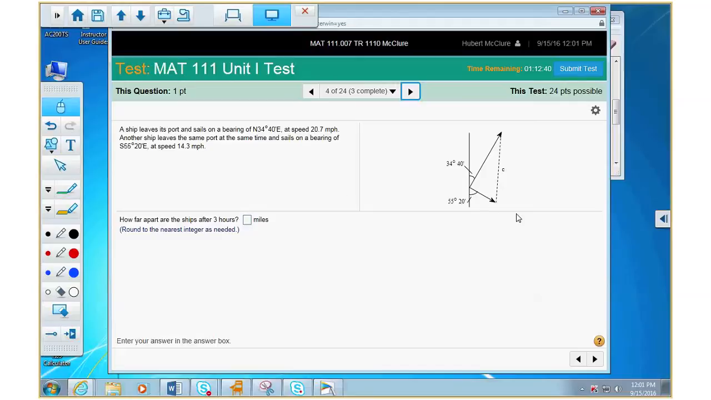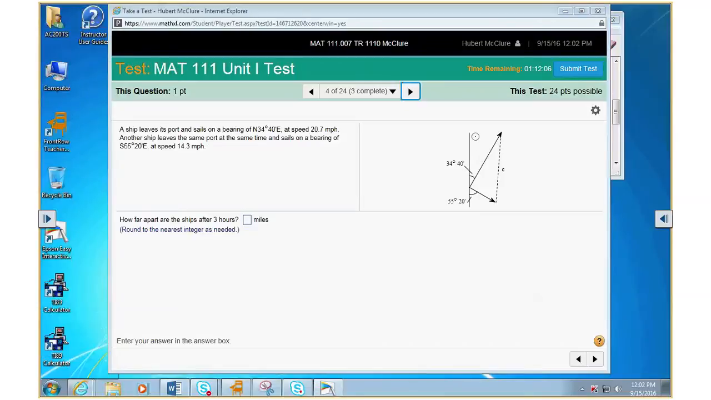There we go. So you take the handy dandy 20.7 miles per hour and multiply it, or let's see, what are we doing now? I'm looking for the bearing, so that's 20.7 miles here, and that's 14.3 right here, right? But you got to multiply it by what? 3 hours? So that's 62.1 here. Somebody help me out. That's 62.1.